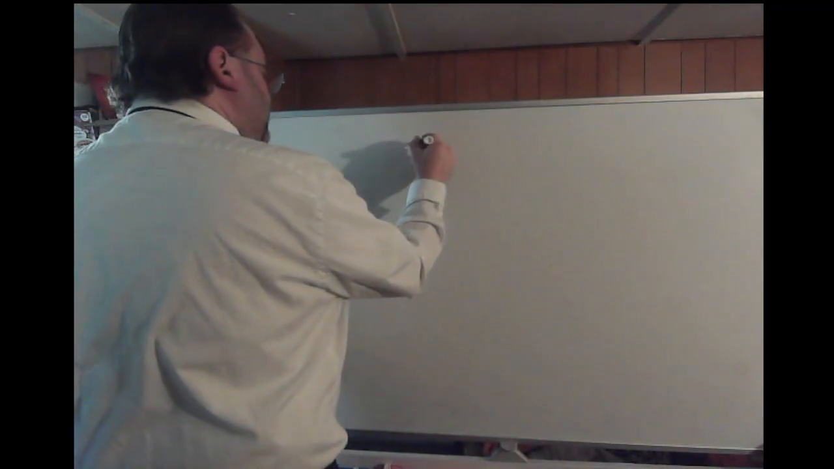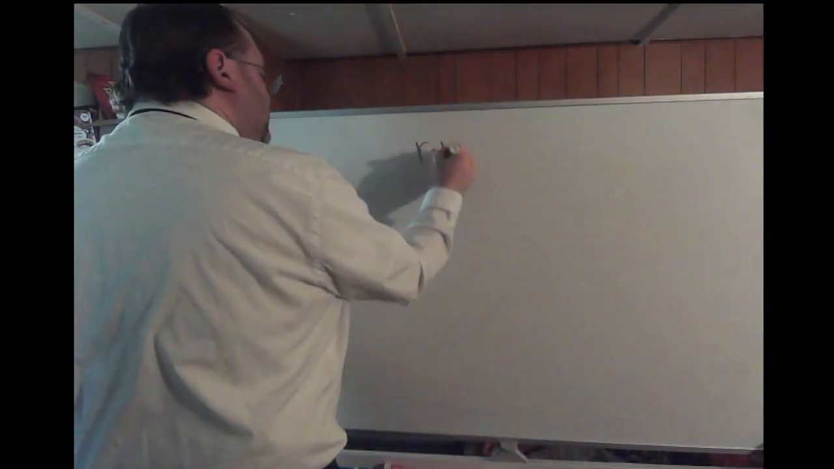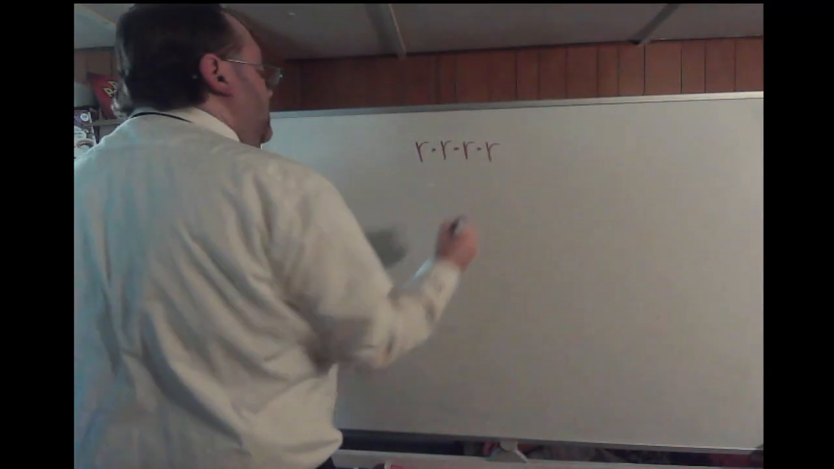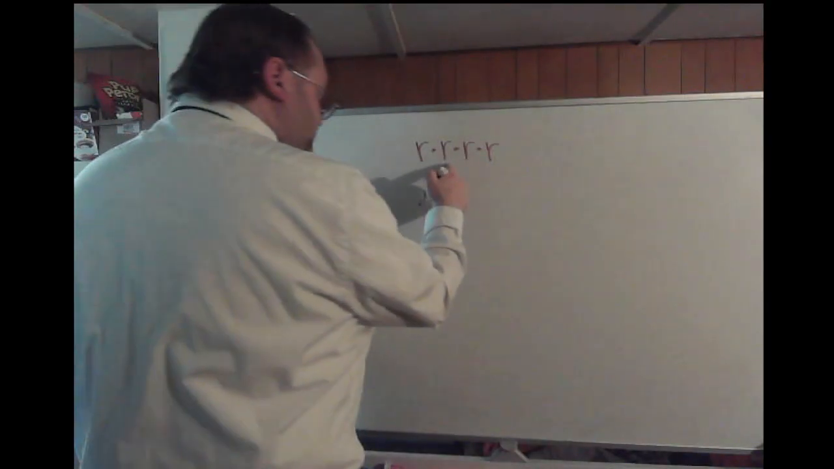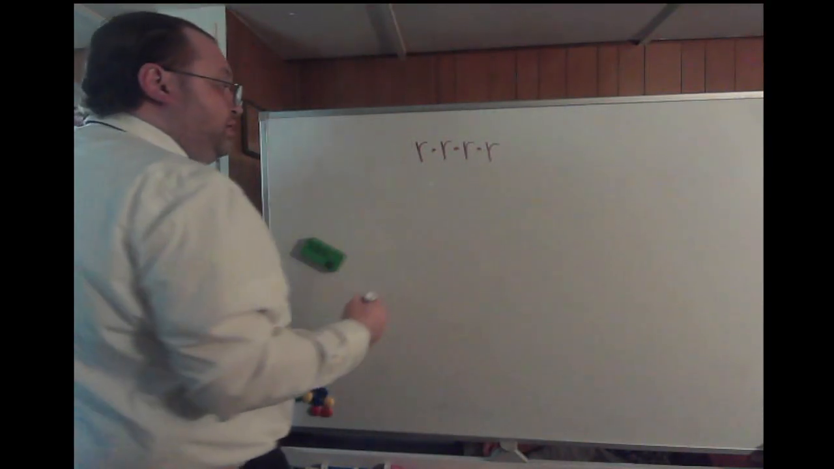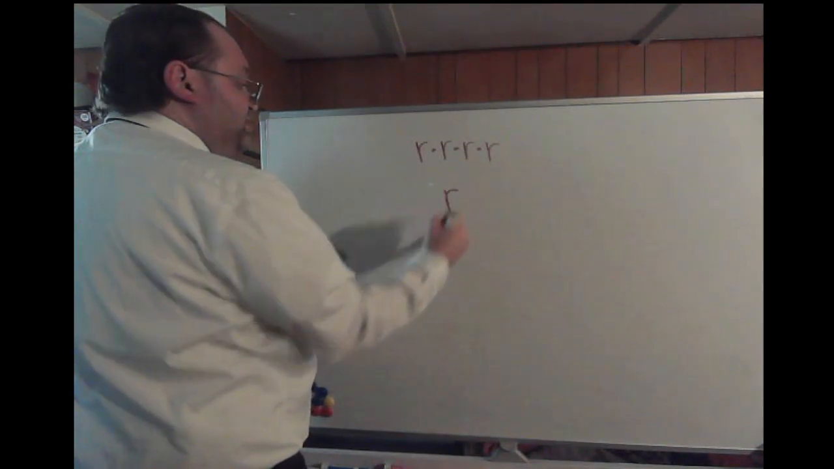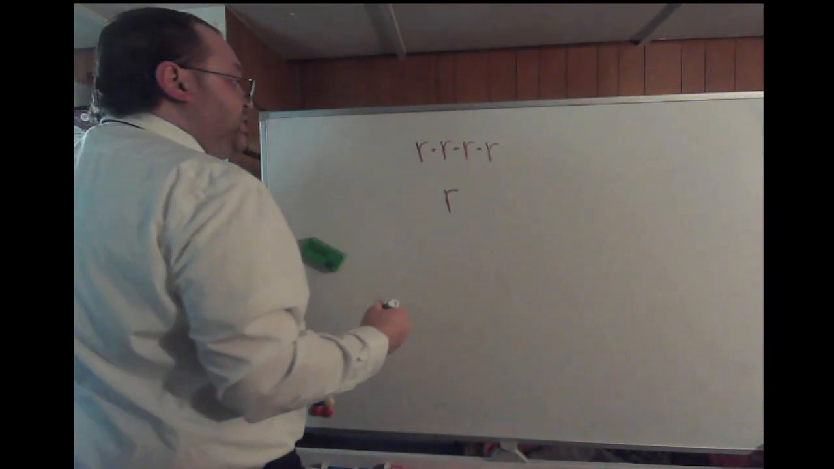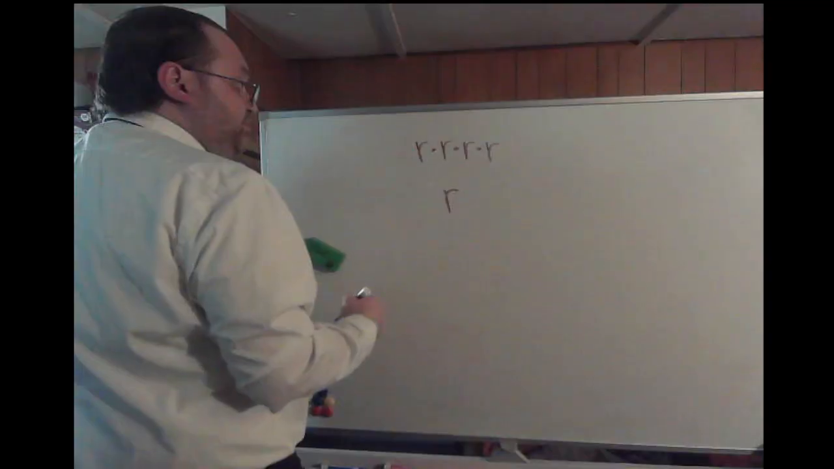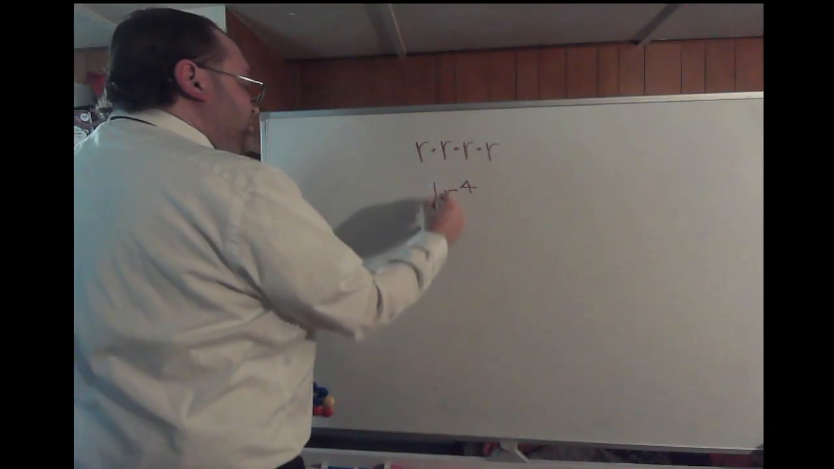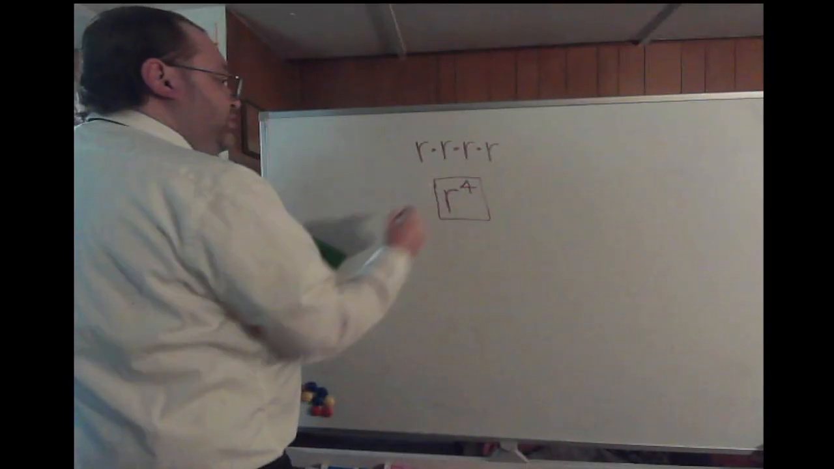So let's say we have r times r times r times r. Well, the base is r. That's what's being multiplied, so r is the base. Now how many times is it multiplied? 1, 2, 3, 4. So that could be rewritten as r to the 4th power.